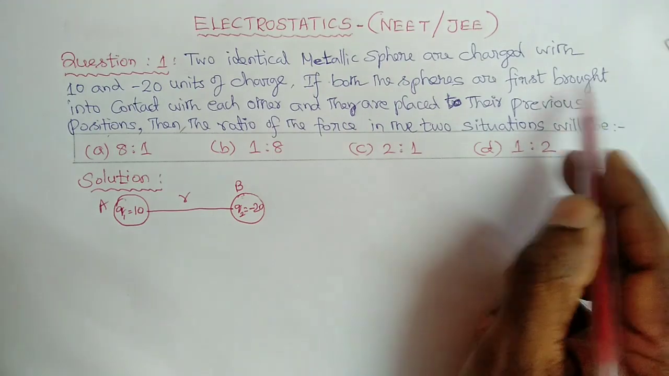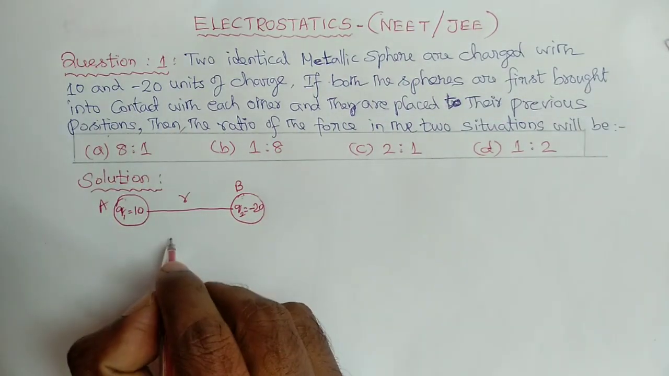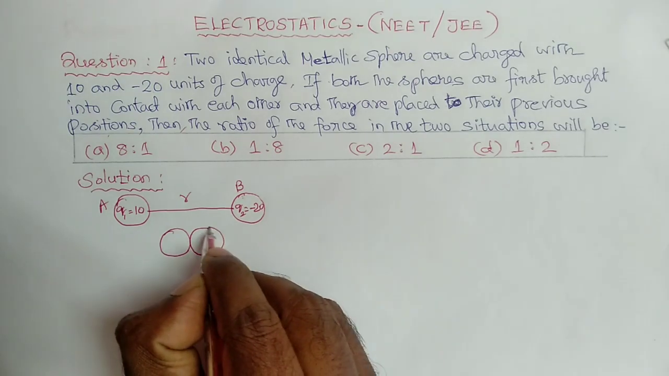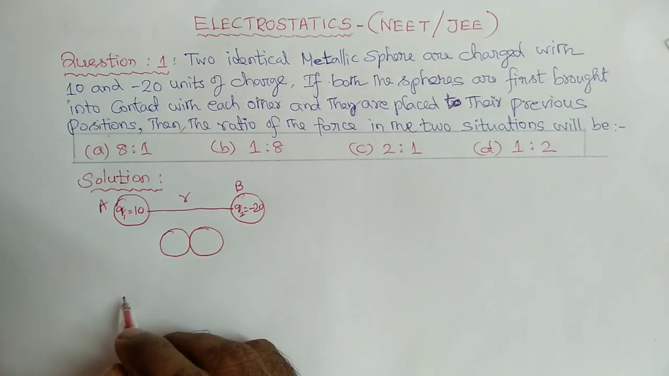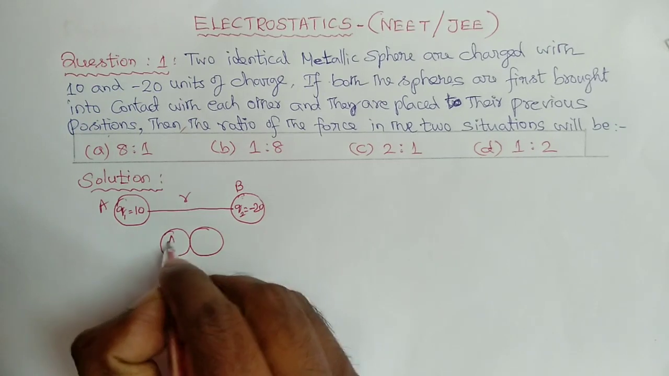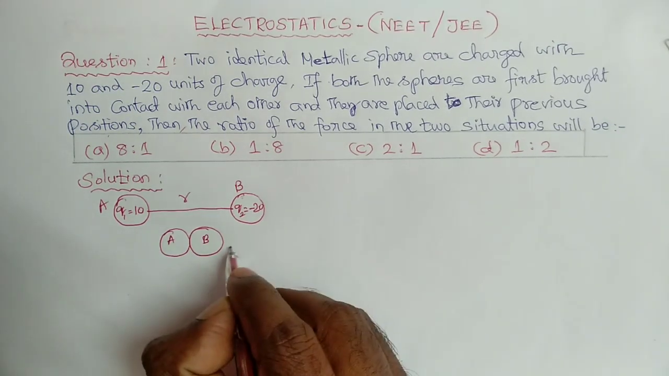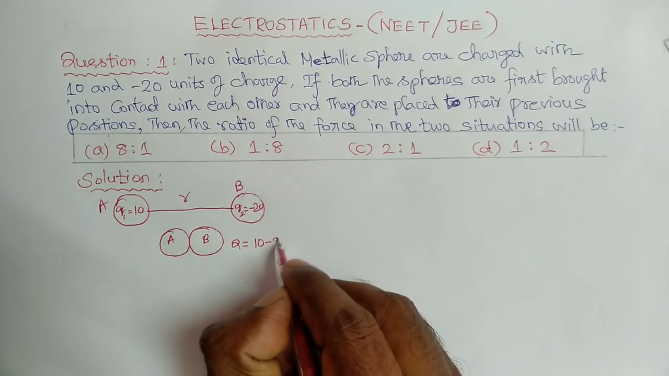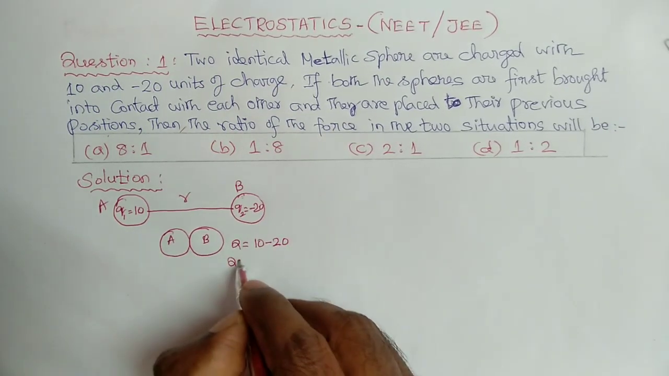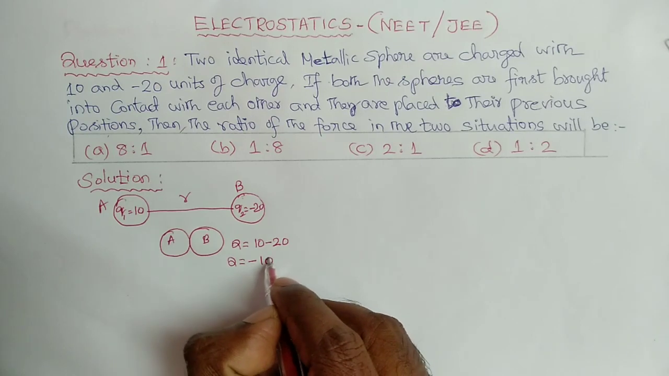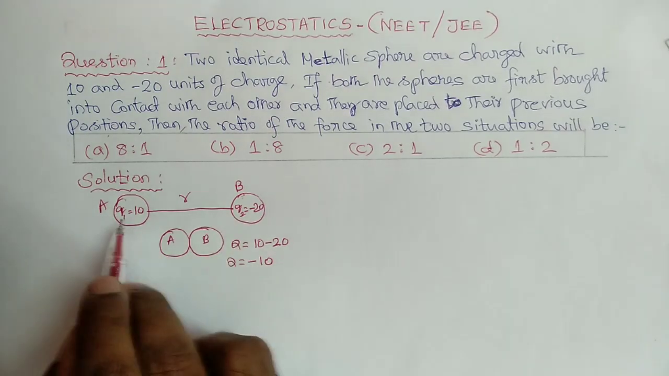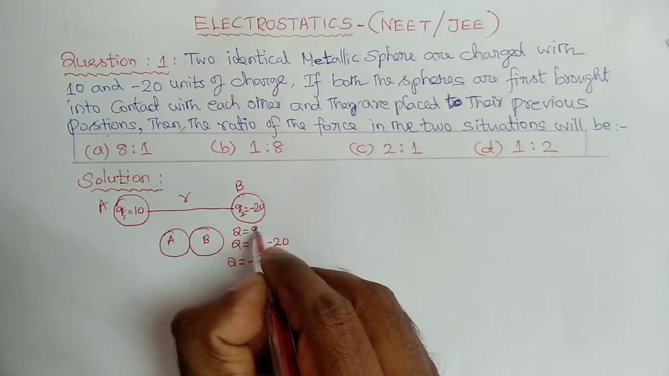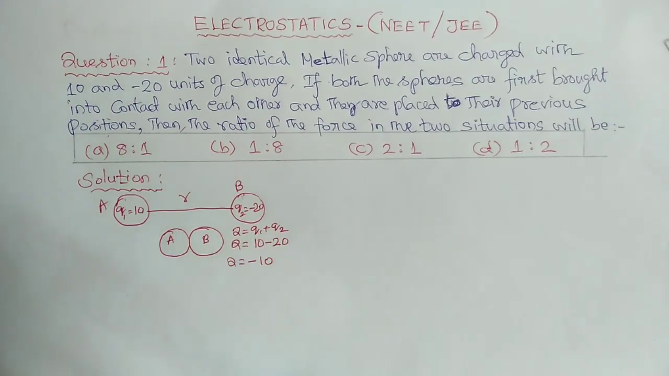If both the spheres are first brought into contact with each other, so A and B brought into contact with each other. So what about the total charge now? So Q is equal to 10 minus 20. So Q is equal to minus 10 units. Okay, so after contact, we'll add these two. So Q is equal to Q1 plus Q2.